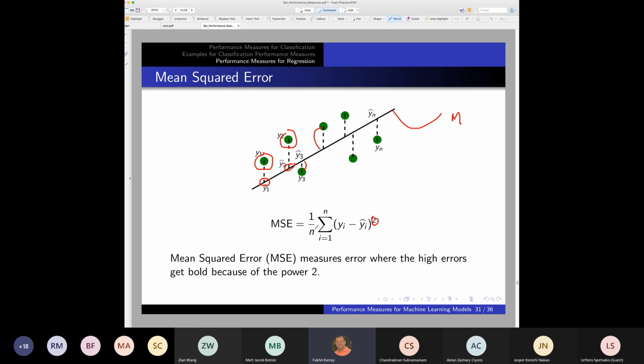And then we take the average over how many values we have computed, 1, 2, 3, 4, 5, 6, 7 in this particular case. So we sum up all these errors, the first error, second, third, fourth, fifth, sixth, seventh error, and then we take the average. That's as simple as that. That's the mean, and that's why we call it mean, because we take the average of the squares, where the high errors get bolder because of the power 2.